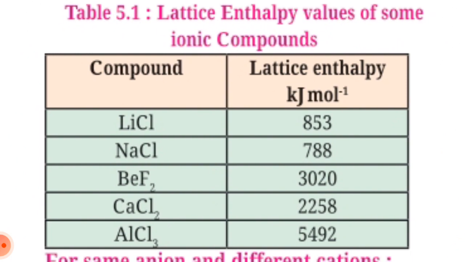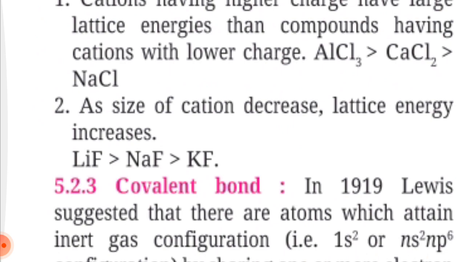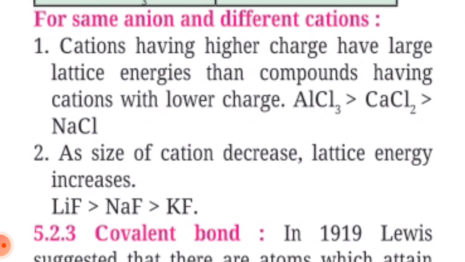Table 5.1 Lattice enthalpy values of some ionic compounds. Compound, lattice enthalpy in kilojoules per mole. Lithium chloride has lattice enthalpy 853. Sodium chloride, 788. Barium difluoride is 3020. Calcium dichloride is 2258. Aluminum trichloride is 5492.